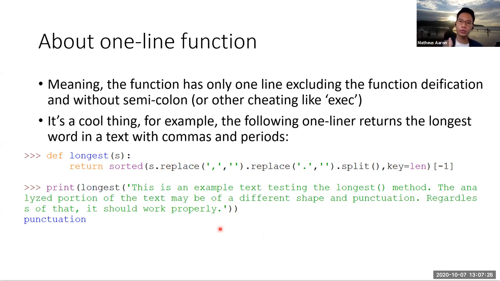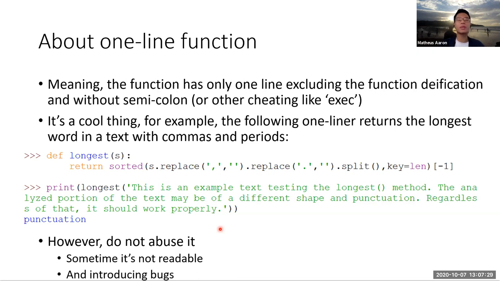However, there are some downfalls to one-liner functions. Sometimes one-liner functions can get too complicated, hence unreadable. And it also introduces bugs. In this particular function, which you don't really have to understand, it is not intuitive how it actually works. It does work, yeah, but at a glance you cannot really understand what's going on. So sometimes it's better to split it into several sentences instead of a one-liner. Yes, beauty is important, but it should be easy to understand as well.